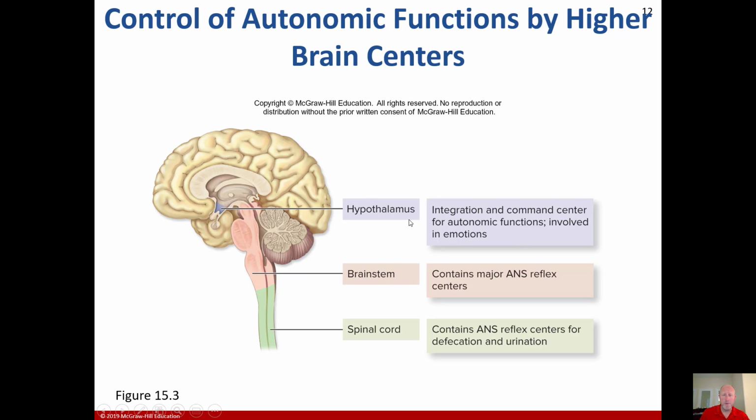This diagram is not on the exam, but you should understand that component of the hypothalamus here. Now, the brainstem contains major autonomic nervous system reflex centers, and the spinal cord, of course, contains our autonomic nervous system reflex centers for defecation and urination.